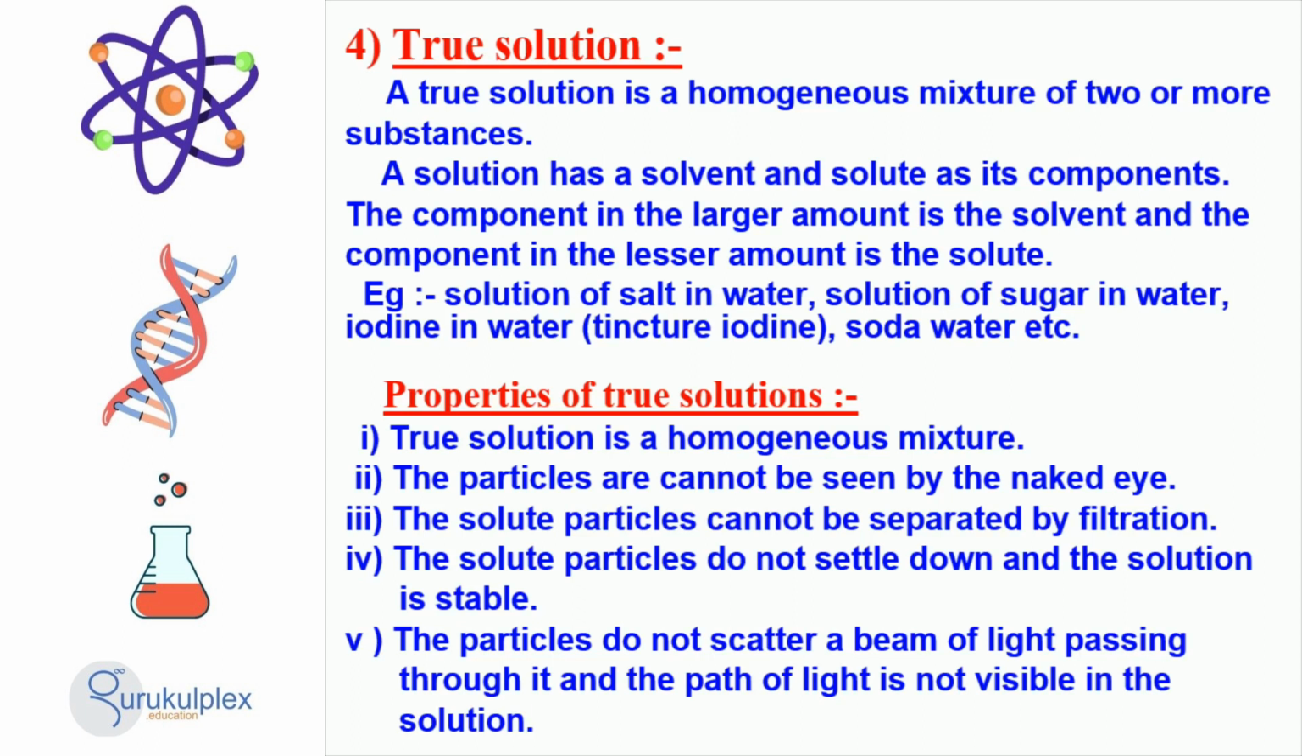True solutions have several properties. They are homogeneous mixtures, with particles too small to be seen with the naked eye. The solute particles can't be separated through filtration. They don't settle down, making the solution stable. And the particles don't scatter the beam of light passing through it, so its path is not visible.